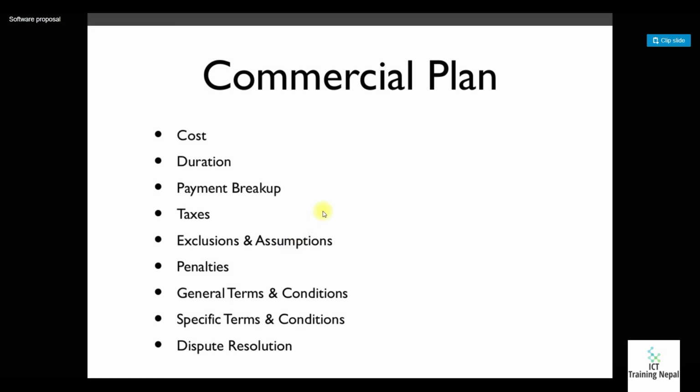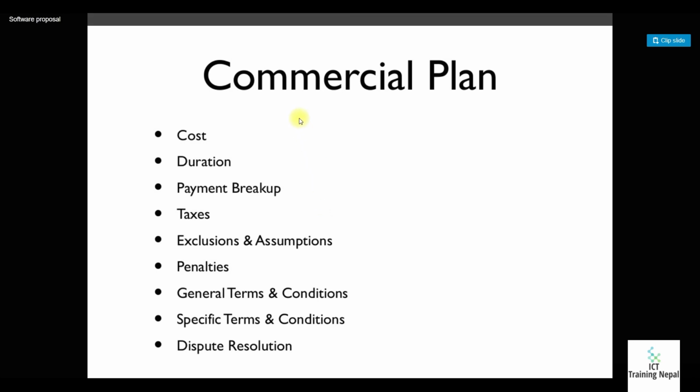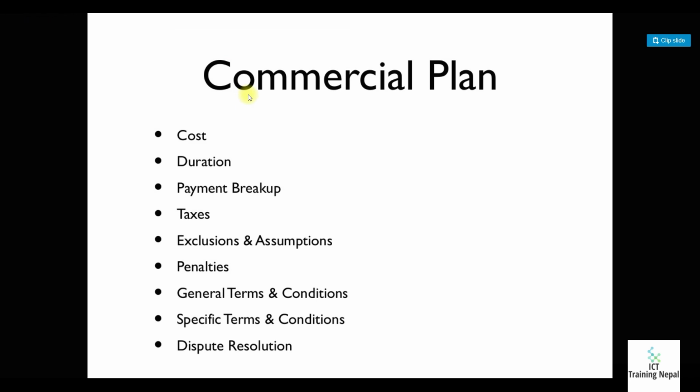And after that, there is the commercial plan section, which is the other main part. You are going to specify all those things from the previous sections. Those are all the software proposal sections.